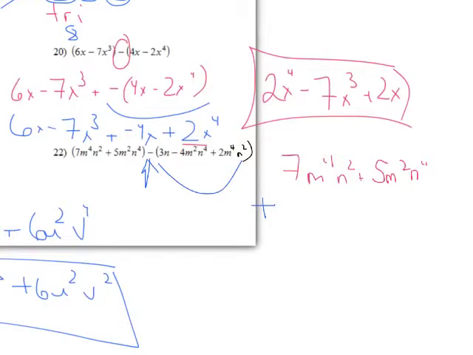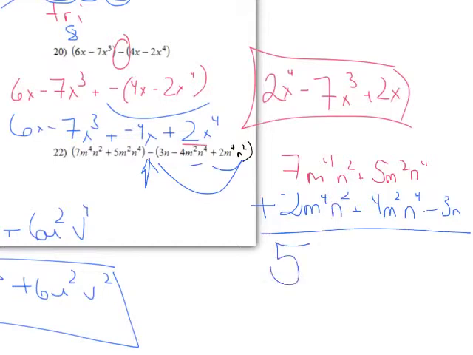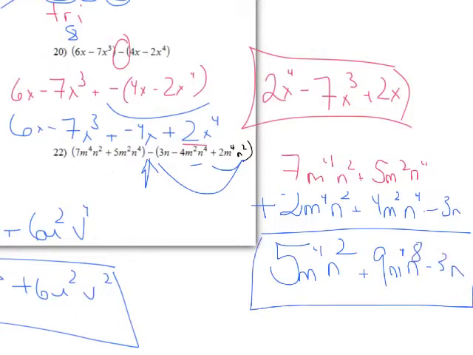So I have negative 3n. There's no n's up there, so I'm just going to put that over here on the side because it doesn't have any like terms. It's going to be positive 4m squared n to the 4th, which will go underneath the other m squared n to the 4th. And then it's a negative 2m to the 4th n squared. Again, that's because it's the inverse. So I can combine these, and I'll have 5m to the 4th n to the 2nd plus 9m to the 4th n to the 8th minus 3n. And that is the final answer.